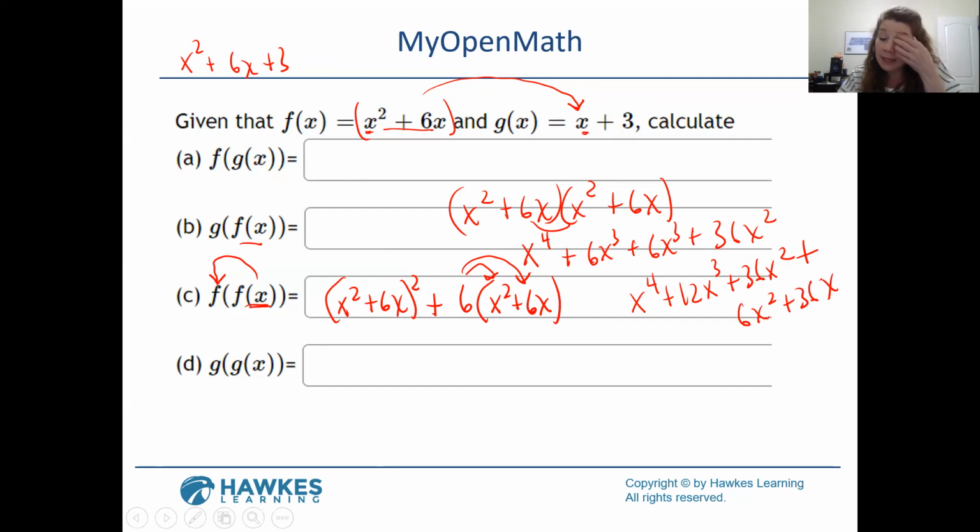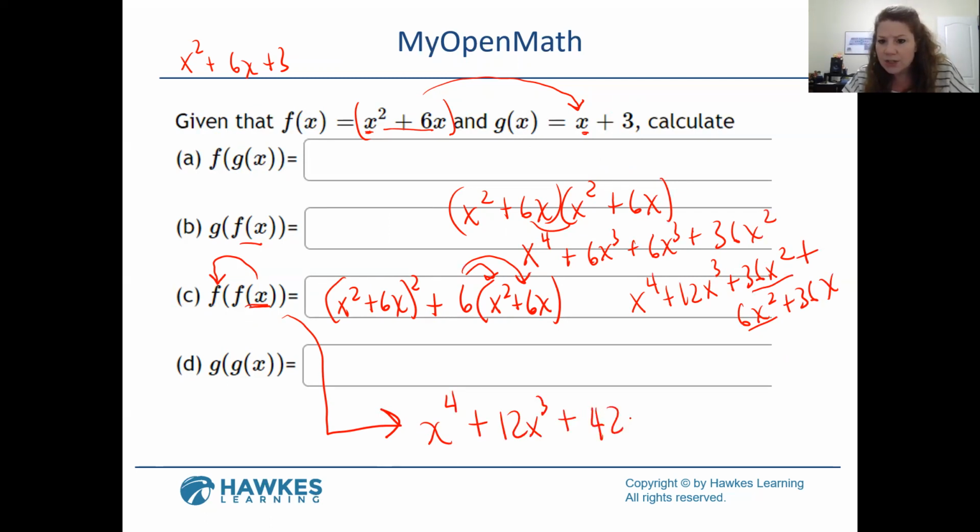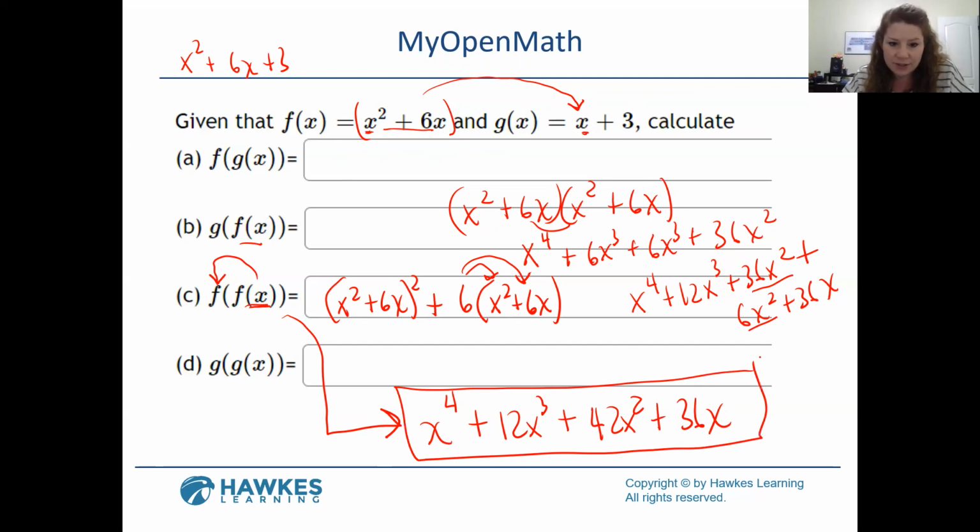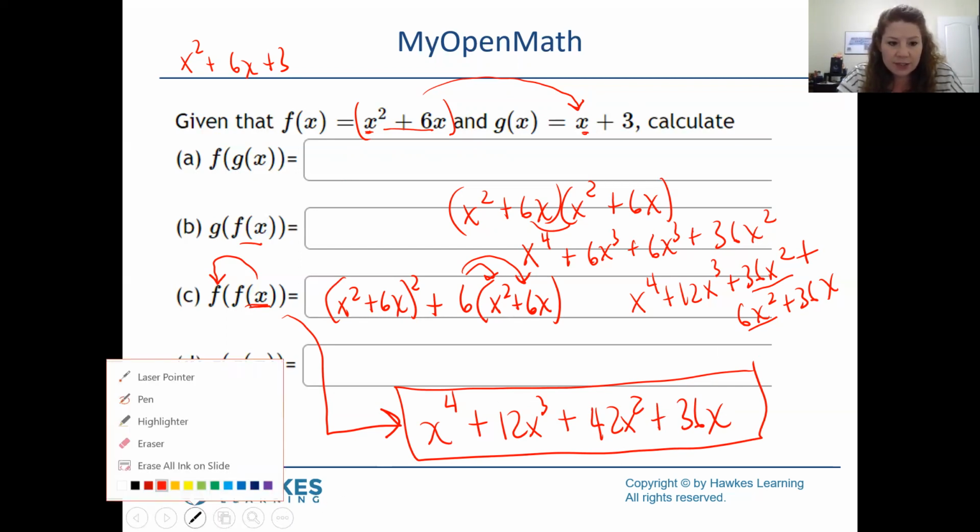So now we're going to combine all like terms, which is this term and this term. That's it. So letter C should be x to the 4th plus 12x to the 3rd plus 36 plus 6 is 42x squared plus 36x. That is our answer for letter C. Okay. All righty, and then let's do letter D.